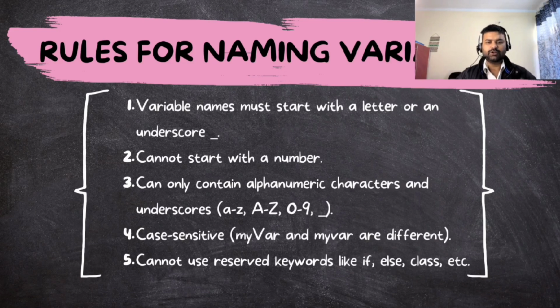Python has some rules for naming variables. Let's discuss these rules briefly. A variable name must start with a letter or an underscore. It can't start with a number. It allows only letters, numbers or underscores. Variable names are case sensitive. Reserved keywords like if or class cannot be used as variable names to avoid conflict in the coding.